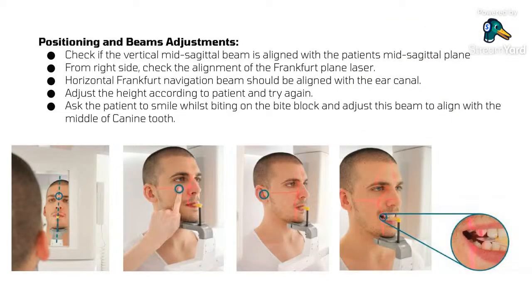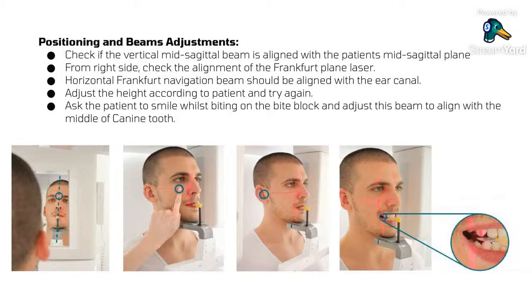Now you will stand behind the patient and check in the mirror. The first picture you can see, this is a mirror. You will check if the vertical sagittal beam is aligned with the patient's mid sagittal plane. The dashed line in the picture is the mid sagittal plane. If it's not, then you will adjust the position by moving the patient's head. Now, in the second picture, you can see that you will look at the patient from the right side.